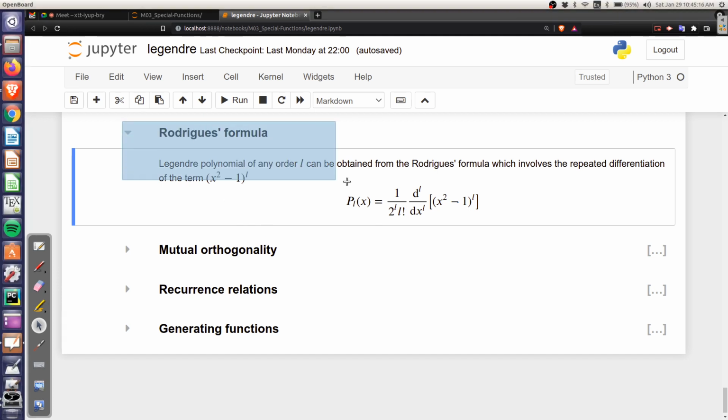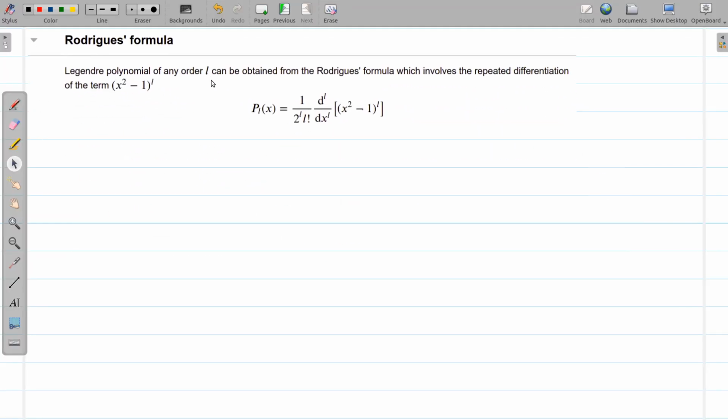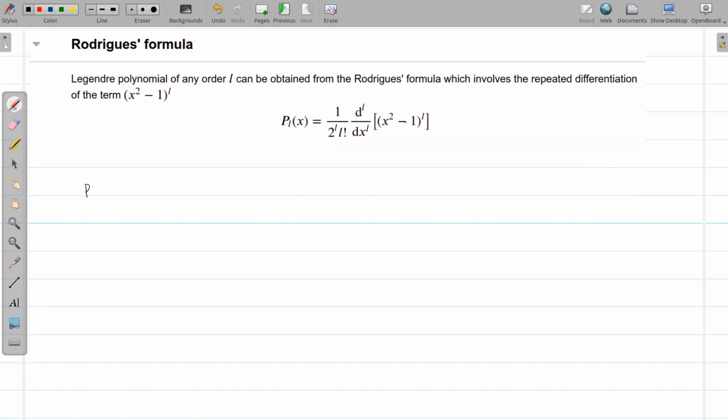So let me take the Rodrigues formula on a new page. This is the Rodrigues formula, and let us say I want P0. We know that P0 must be equal to 1, that we already know. So how do you find P0 of x? We are talking about L equals 0, right? So using the Rodrigues formula, let's just verify if this is equal to 1.